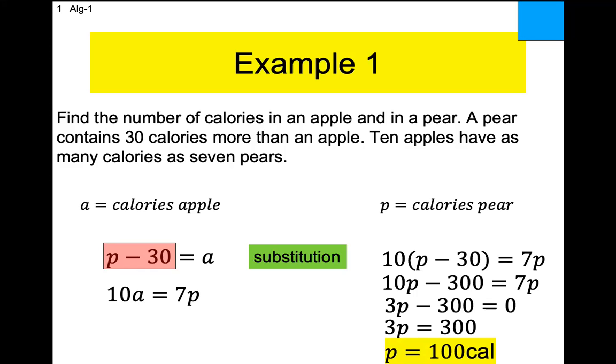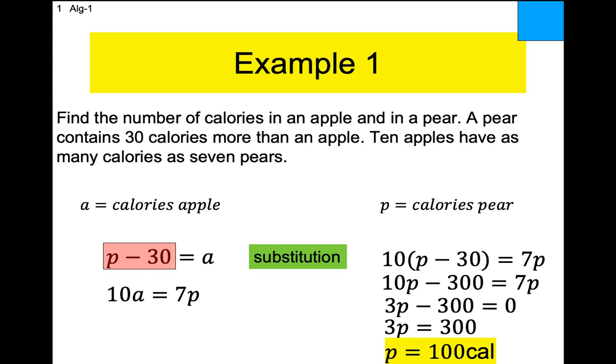What did we just find? So how do we find the apple's calories? We go back to the original equation, which says take the letter P, which we just figured out is 100, and you subtract 30, and that's what A is. How did you get rid of A?